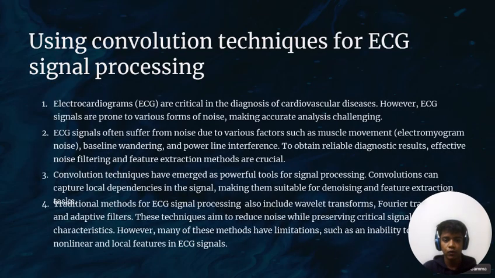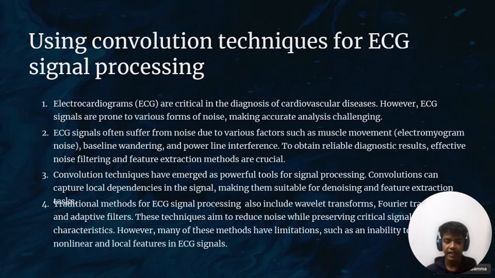So next, we'll go through using convolution techniques for ECG signal processing. Electrocardiograms are critical in the diagnosis of cardiovascular diseases. Cardiovascular diseases are diseases related to the heart. ECG signals are prone to various kinds of noise, making accurate analysis challenging. They suffer from noise due to various factors such as muscle contractions, muscle movement, for example, baseline wandering, and power line interference. So, to obtain reliable diagnostic results, effective noise filtering and feature extraction methods are crucial.